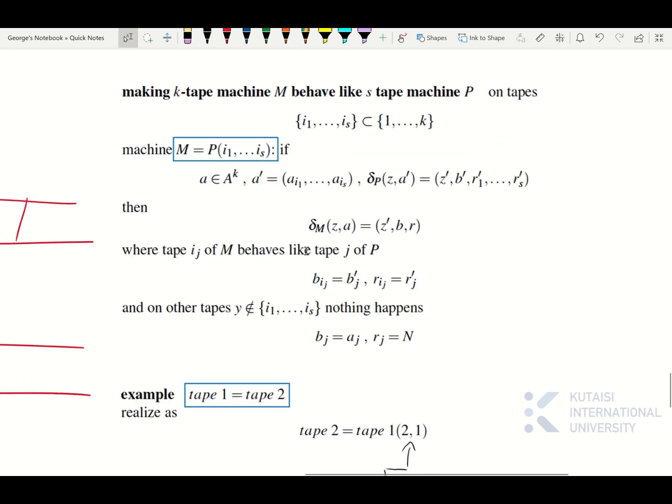So this machine in state Z, when it reads A, should act exactly like P on these tapes, and it does nothing on other tapes. That's basically all that's written here. It says that when it's in state Z and it reads A, it goes to string B. And what is string B? On the tapes that were selected, B acts exactly like P, and on the movements that were selected it acts exactly like P, and on all the other tapes it stays the same.